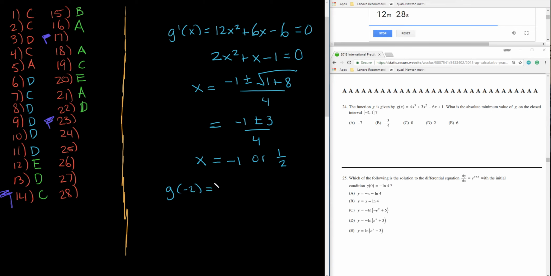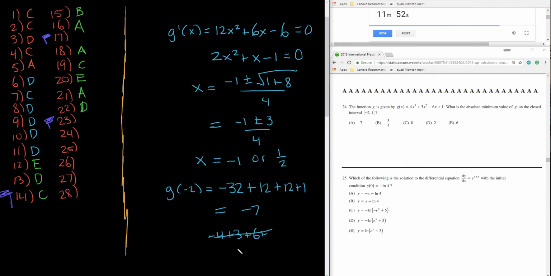Okay, g of negative 2. So we're going to get negative 8, so negative 32 plus, and then we're squaring it, so 12 plus 12 plus 1. So this is going to be negative 32 plus 25, so negative 7. Now negative 1, so we're going to get negative 4 plus 3 plus 6.